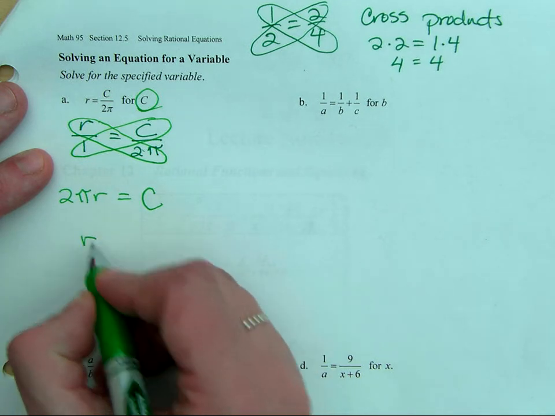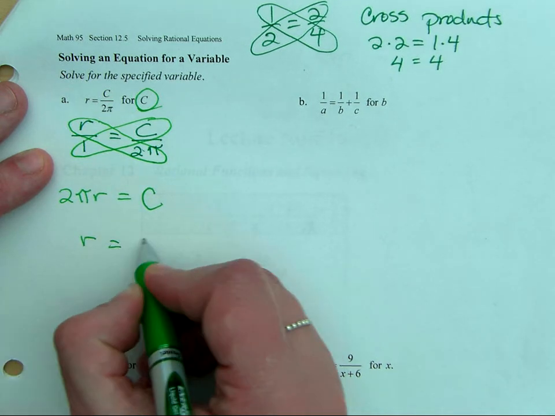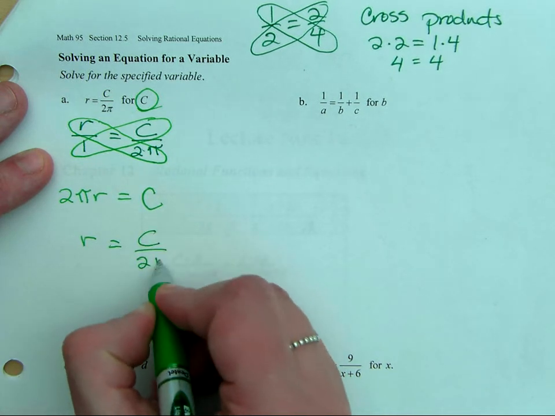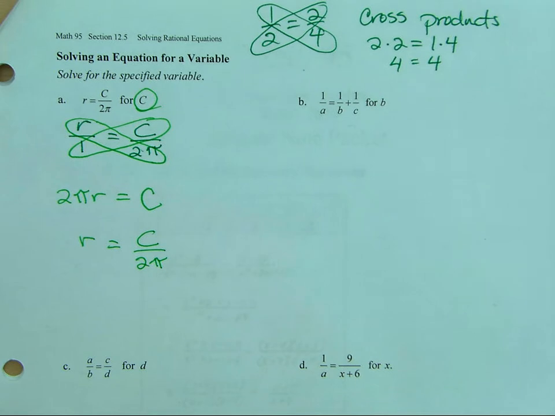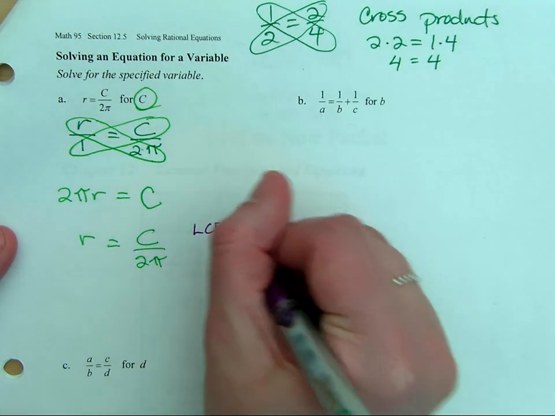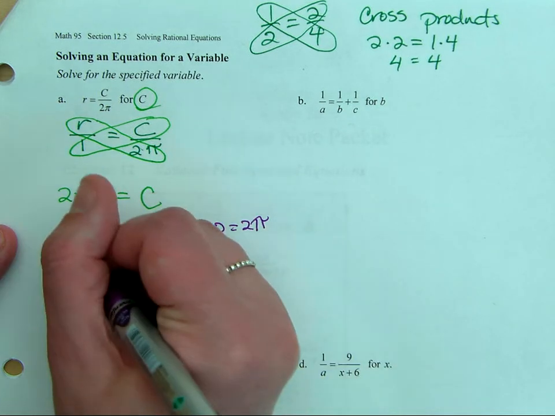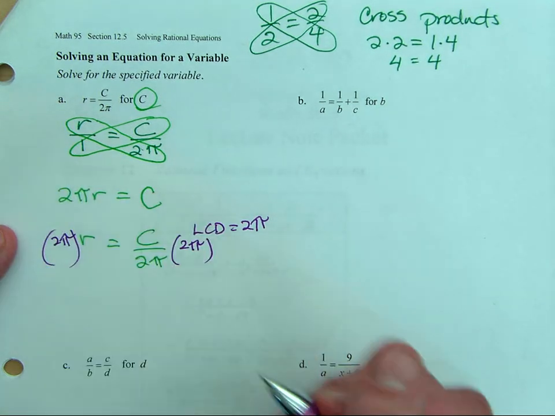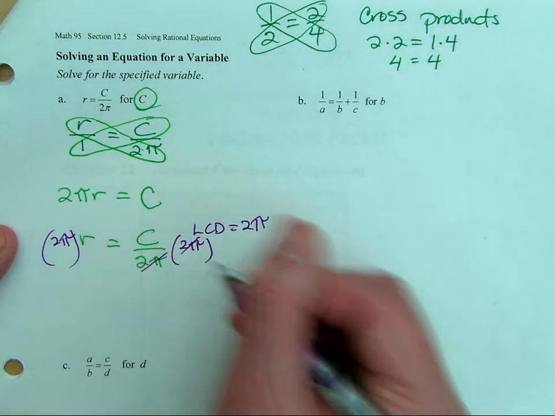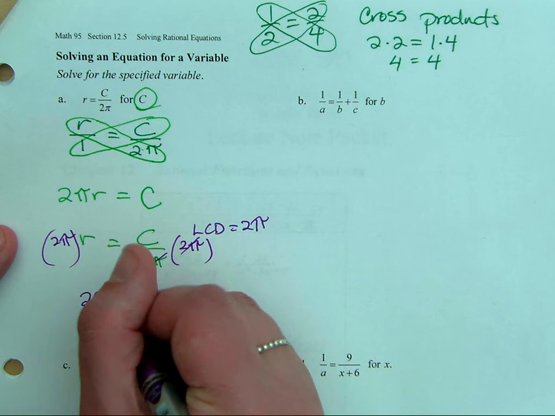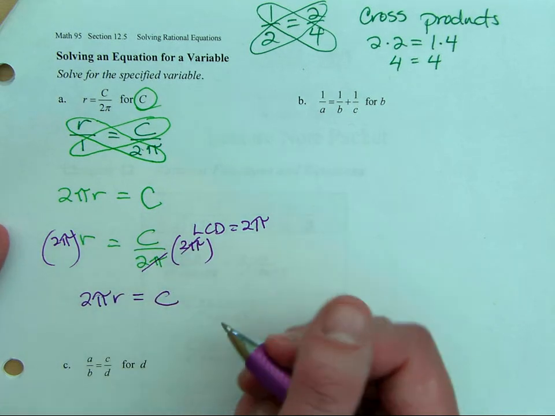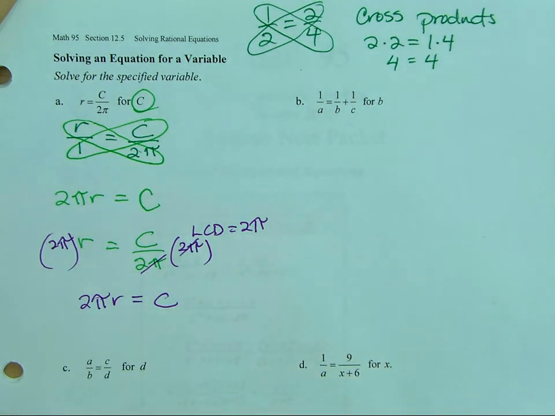If you wanted to do it using the lowest common denominator, I'll show you that it's going to be the exact same thing. So what is the LCD of those two fractions? 2 pi. So since the LCD is 2 pi, if I multiply both sides by 2 pi, I get the exact same thing because this cancels, so I get 2 pi r equals c. It's the same. Okay?